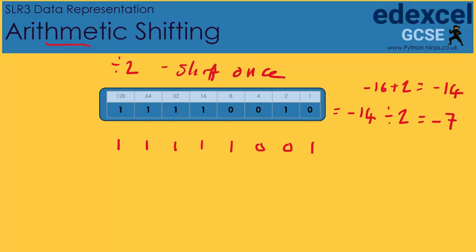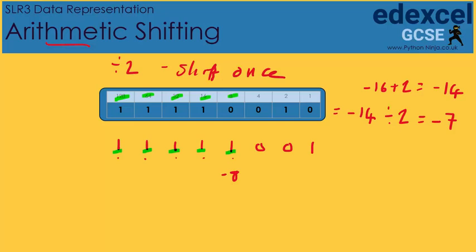So is this number equivalent to minus 7? Let's find out. So we've got a 1 here, so that means we start at minus 128 plus 64 plus 32 plus 16 plus 8. So that means we are now at minus 8, because minus 128 plus 64 gives us minus 64, plus 32 gives us minus 32, plus 16 gets us to minus 16, plus 8 gets us to minus 8.